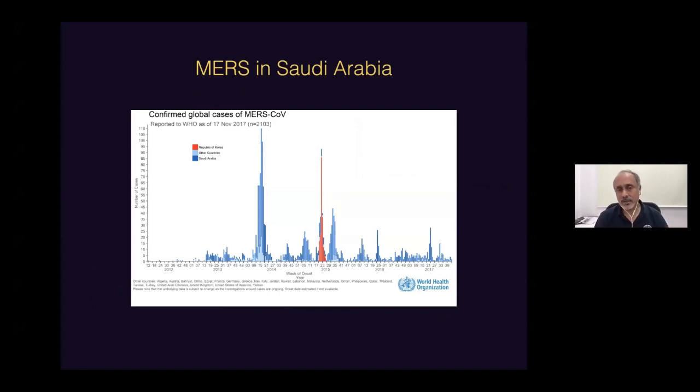So MERS has been known for the last decade or so in Saudi Arabia, and luckily so far it's been confined to Saudi Arabia. So these little peaks here are the peaks that are recorded in each successive week. So you have 2013, 14, 15, 16, etc. The little red peak that you can see is a cluster around the cases in Seoul in South Korea. Okay. So it's really Saudi Arabia and a couple of occasional cases in the countries that surround Saudi Arabia. But the Seoul example was the one case where you had someone moving from Saudi Arabia to a distant location and spreading it there.